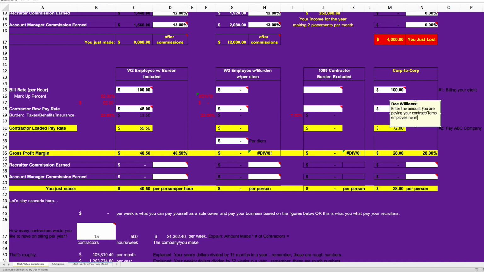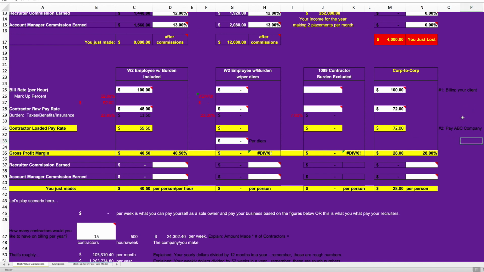ABC company, that you are paying. So this is the amount. Let me move this over for a second. So this is what you're billing your client. This is what you will make. And then that's what you'll pay ABC. So this is what you will make. Oh, so this is what you're billing. This is what you are billing the client. I mean, that's it. It doesn't even need the yellow part. This is what you're billing the client.